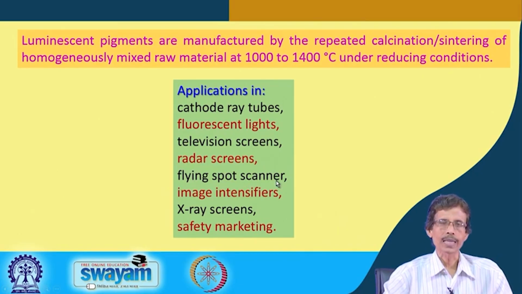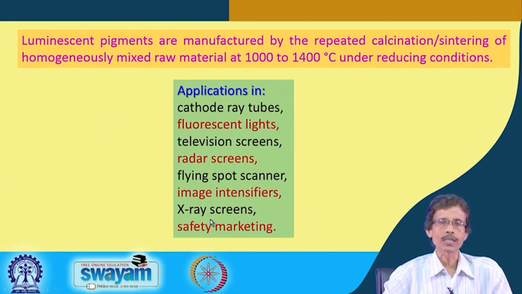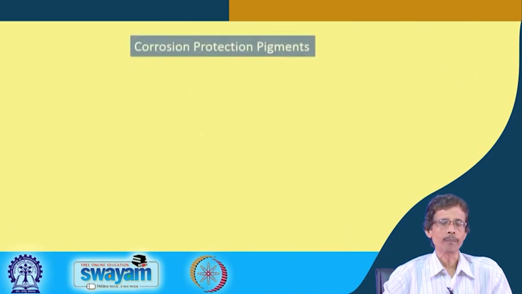Then the flying spot scanner, if we want to spot something like a flying object, that is basically a scanner. Then image intensifiers also we can use for that. Then different types of X-ray screens are also used for this particular painting process, and sometimes the safety marking process also we can use with luminescent paints. So, these luminescent paints are very useful for this purpose, from a range of cathode ray tubes to safety marking we can use that particular material.